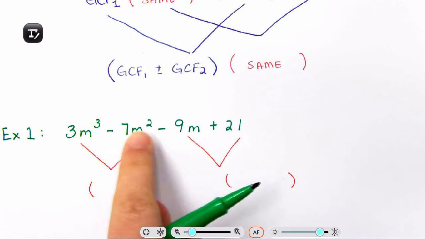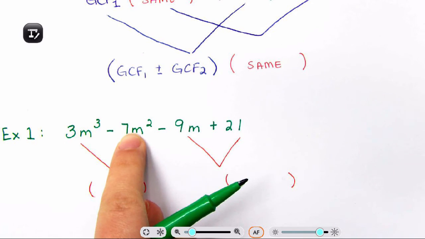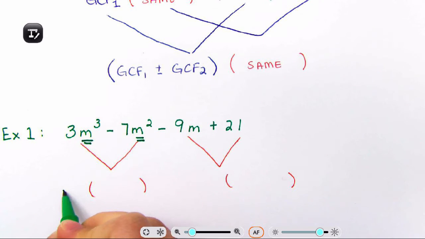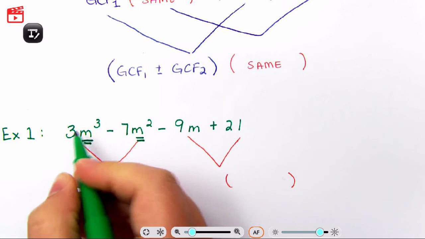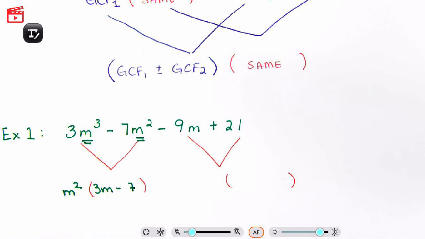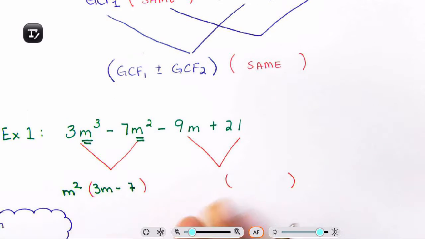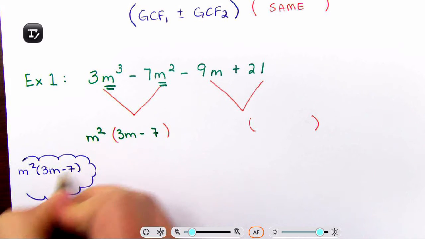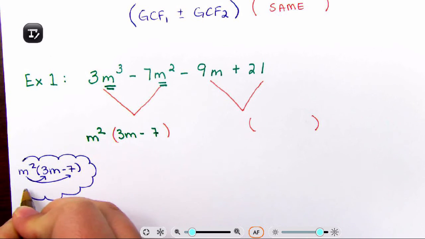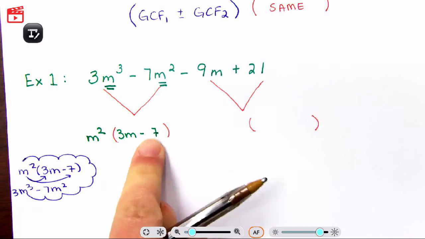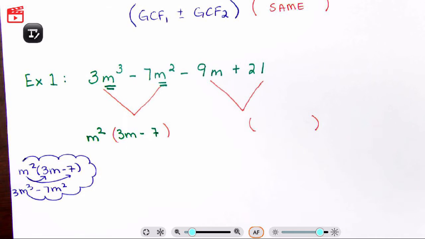So here I have a 3 and a 7, so that's not common. I can't pull anything out there, but I am noticing I have an m cubed and an m squared. So I'm going to pull out an m squared because that is common. So what is left over? I have 3m left over minus 7. If you want to check, here's a thinking bubble. If I was to have m squared times 3m minus 7, I would multiply it by distribution. So I have 3m cubed minus 7m squared. So when we're doing this, we're just undoing the multiplication.